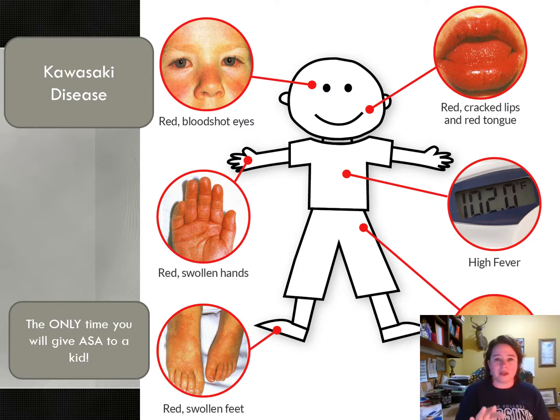So again, had a kid. My nursing professors told me I would never see Kawasaki's disease. Well, they were wrong. I've seen it twice. The first kid that I ever saw was a kid in Memorial Hermann. It looked just like this little boy, bloodshot eyes, cherry red tongue, everything, high fevers. And we were giving a bunch of aspirin at one time.